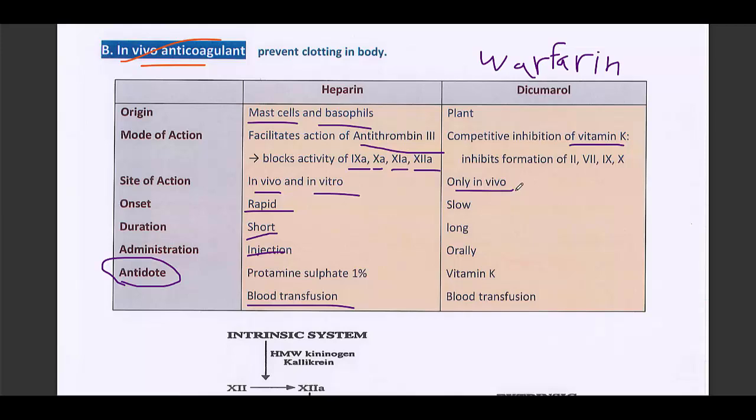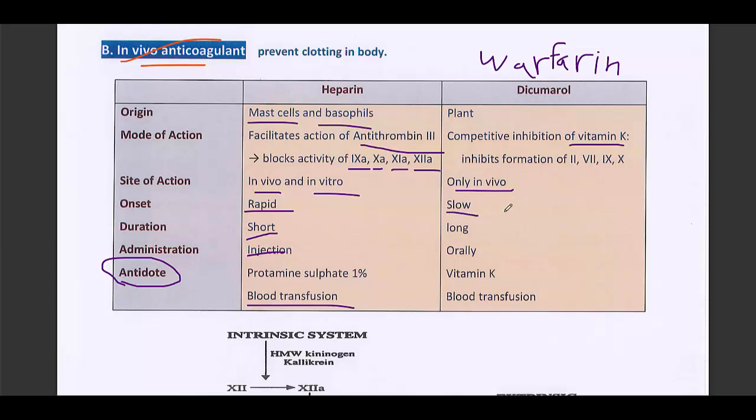So if the question mentions a lot of drugs that you didn't know, and you just know warfarin and heparin, it is not a problem. You have studied that the only drug that does not work outside the body is warfarin, or as you can say, dicumarol. Yes, it is very slow.